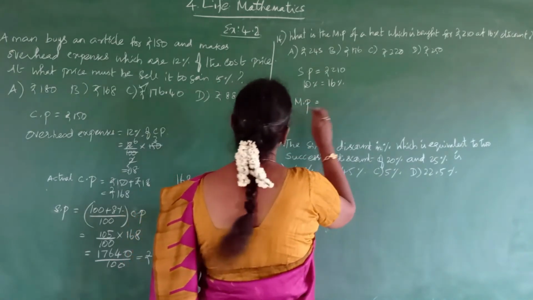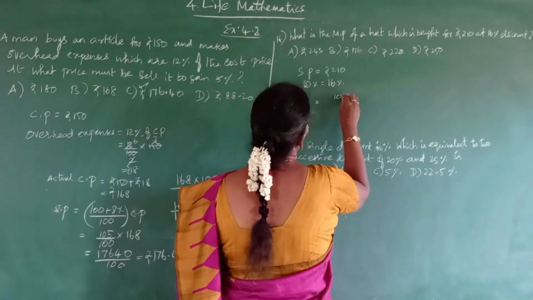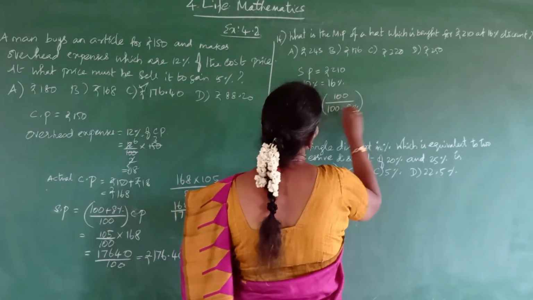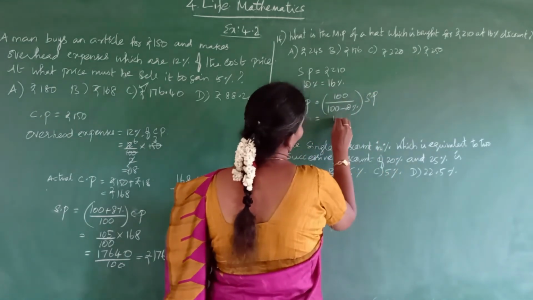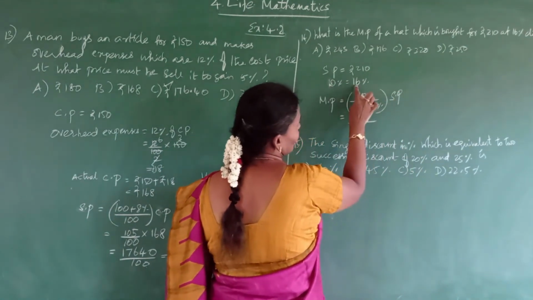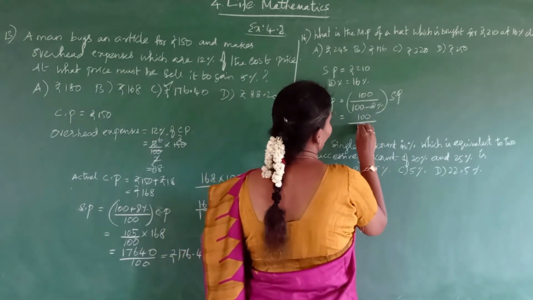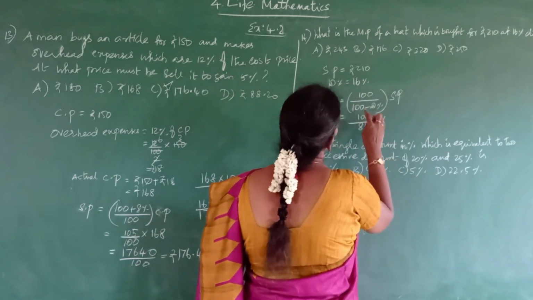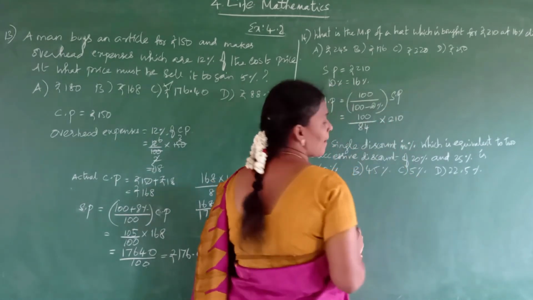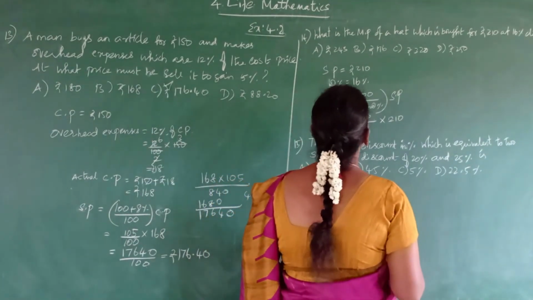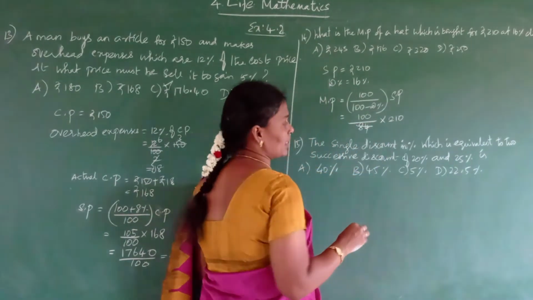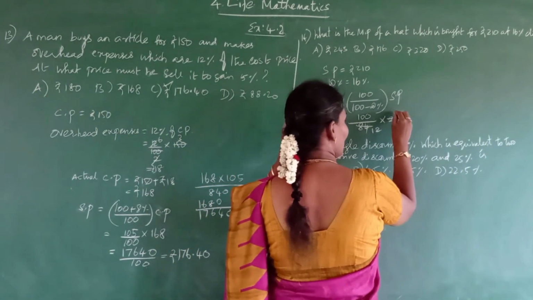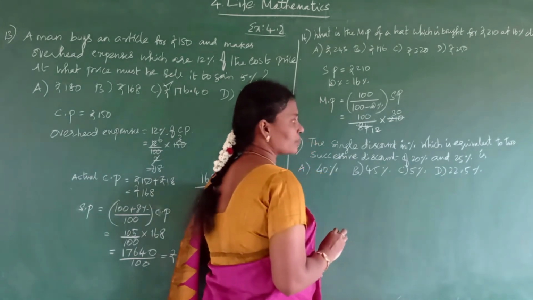So MP is equal to, you know the formula already, 100 by (100 minus discount percentage) of SP. So 100 by, your discount is 16. So 100 minus 16 is 84. What is the selling price? Selling price is 210. Now you are cancelling the seventh table. 1 time, 2 times. Seventh table 3 times 0.